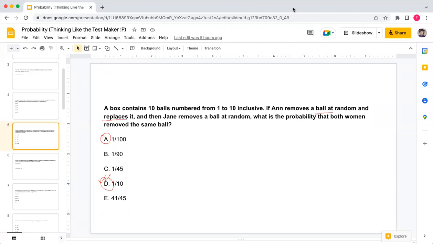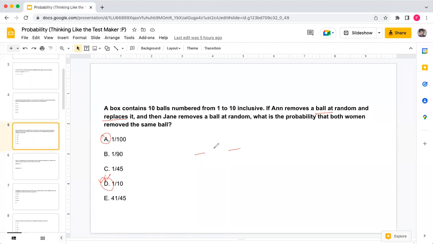Okay, so let's solve. In this question, there is a statement that we have a box with 10 balls, numbered 1 to 10. If a person removes a ball at random and afterward replaces that ball, and then the other person removes a ball at random, what is the probability that both persons remove the same ball? So let's try to solve this question.